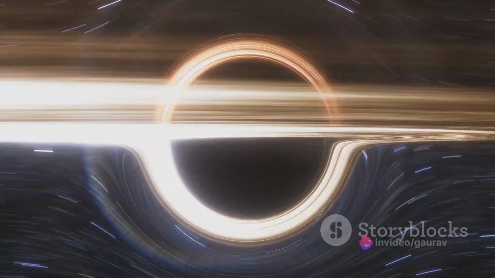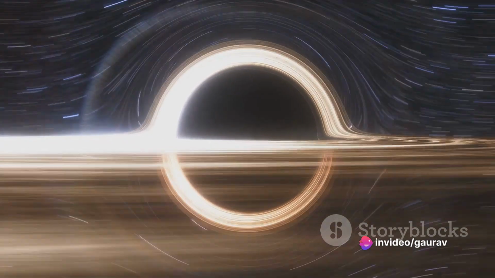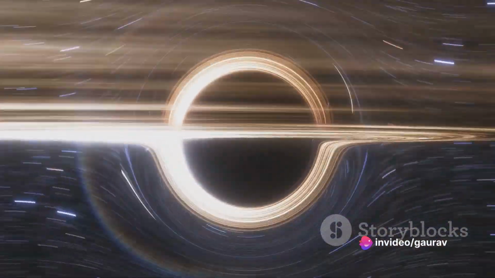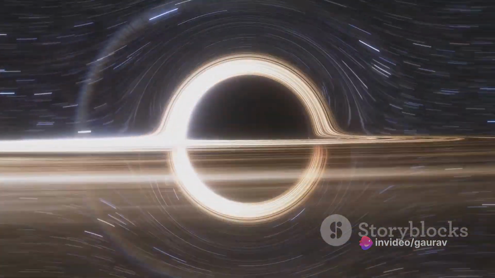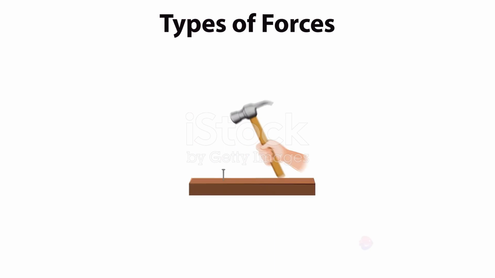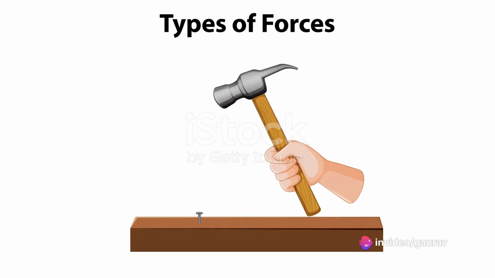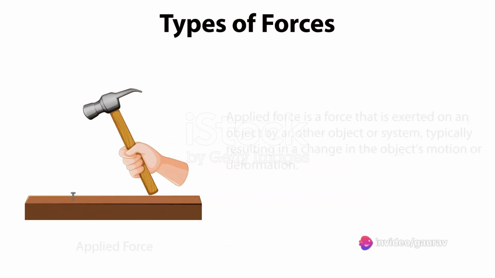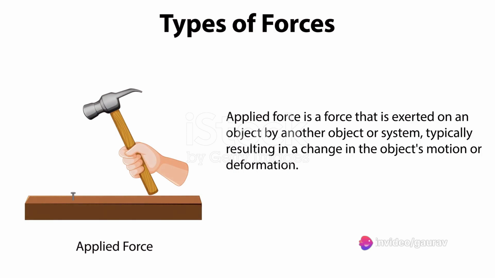In essence, this equation is telling us that the force we apply on an object will determine how much it accelerates, and this acceleration is inversely proportional to the object's mass. So, to summarize, force equals mass times acceleration, or F equals ma. This equation is fundamental to our understanding of how objects move and interact in our universe.